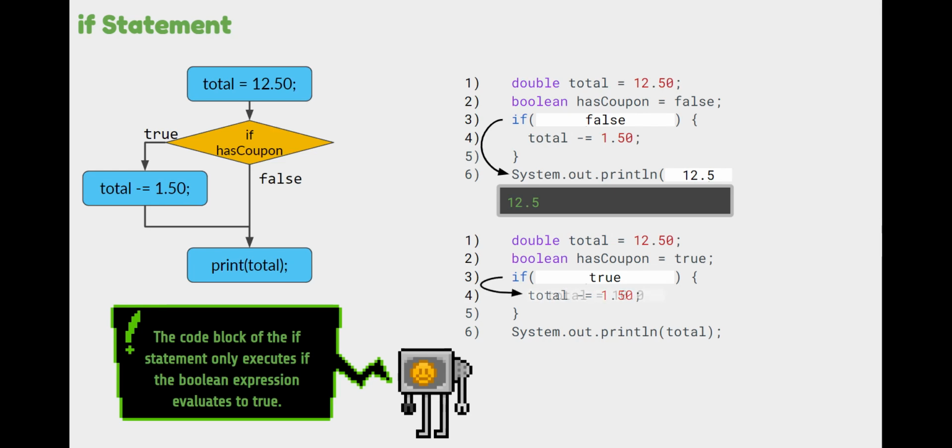In which case, we will subtract $1.50 from total. Total will become 10.0. As we continue to execute code, when we print out, we will print out the value of 10.0, and that is what we will see in our console. Very similar lines of code with slightly different outcomes if the Boolean expression evaluates to true or if the Boolean expression evaluates out to false.